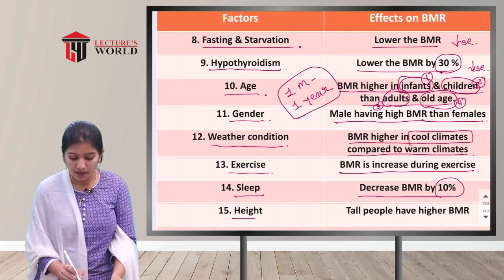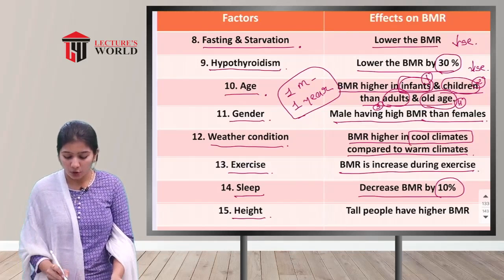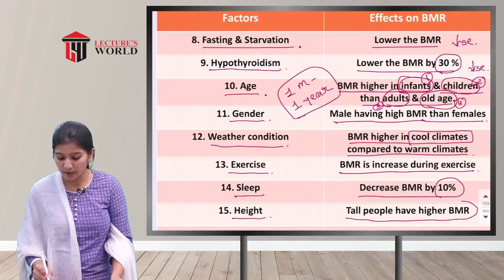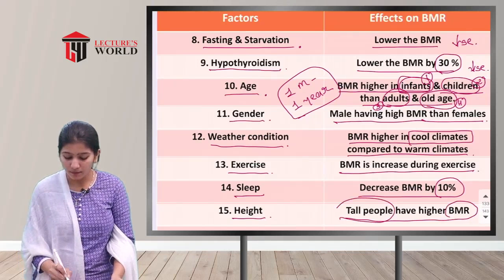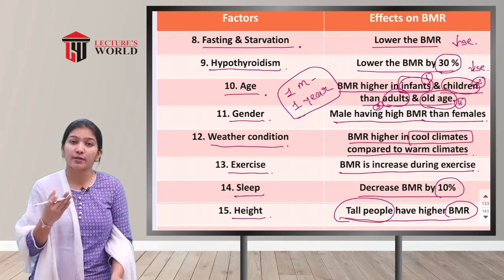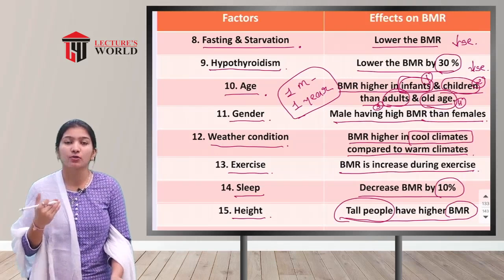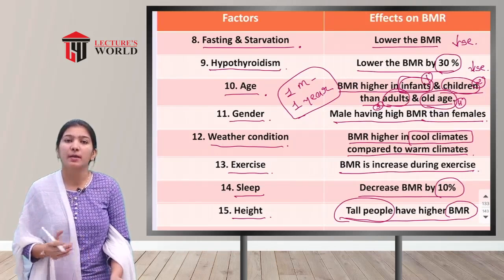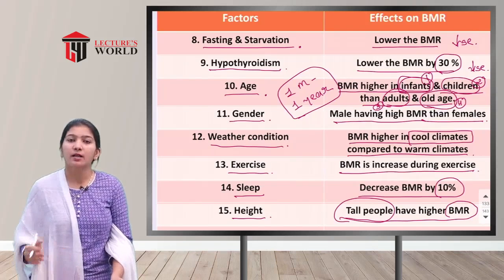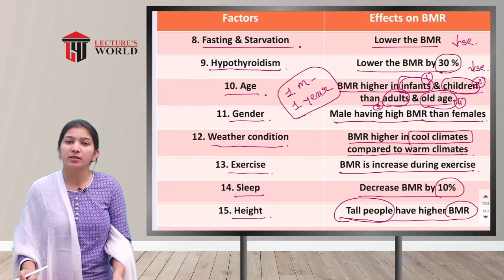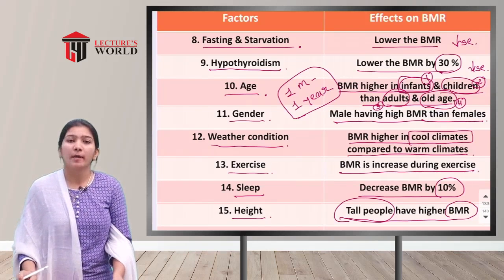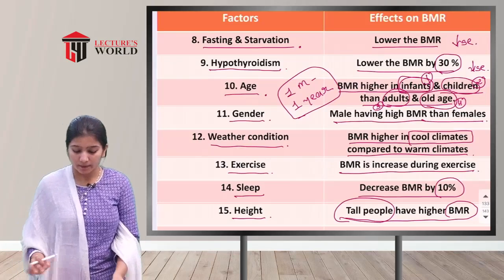And the last one is height. Tall people have a higher BMR. Those who are extremely tall, having long height, in such people the basal metabolic rate will be higher. So these are all the factors which affect your basal metabolic rate.